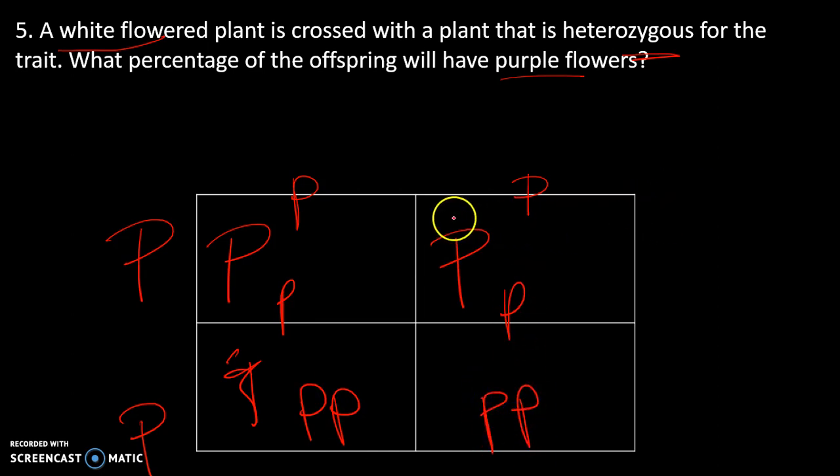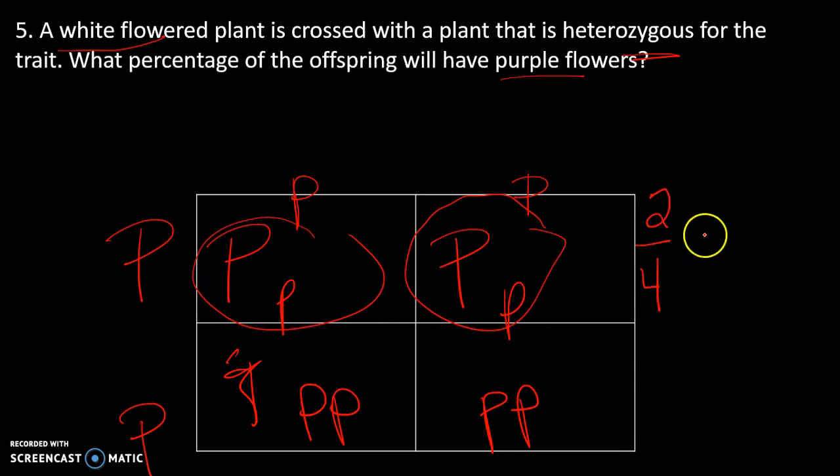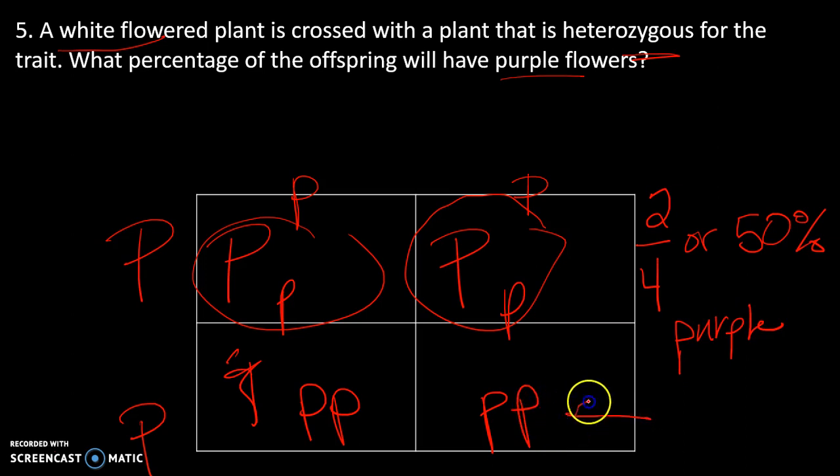So right here and right here, if we want to know the offspring with purple, that means that 2 of the 4 offspring, or 50%, are going to be purple. The other 50% are going to be white.